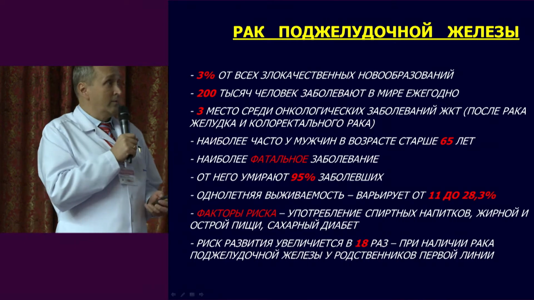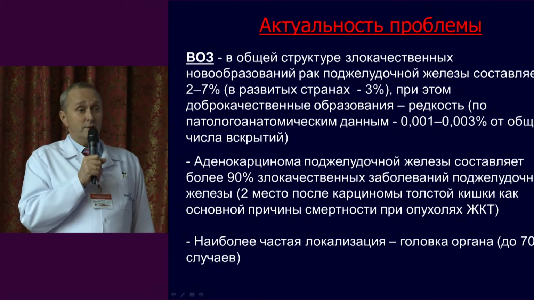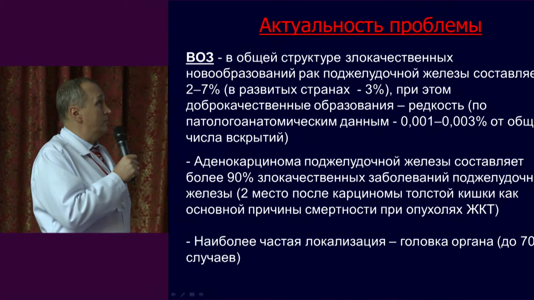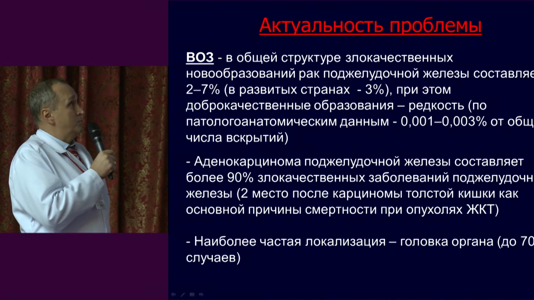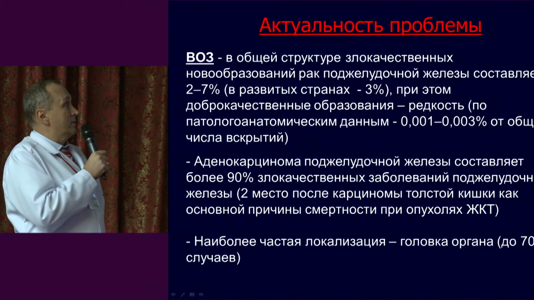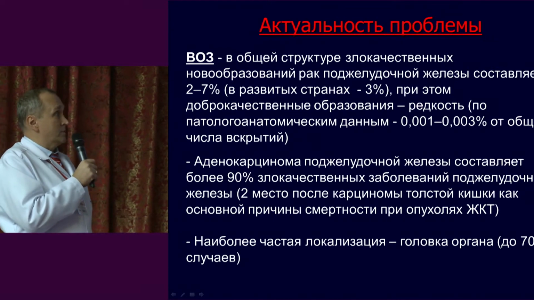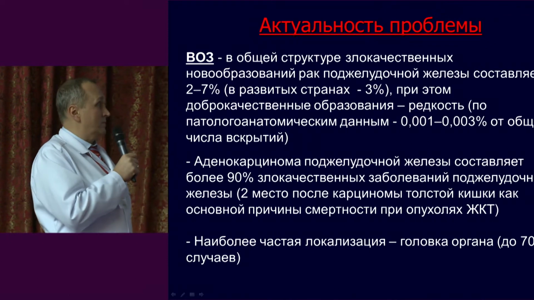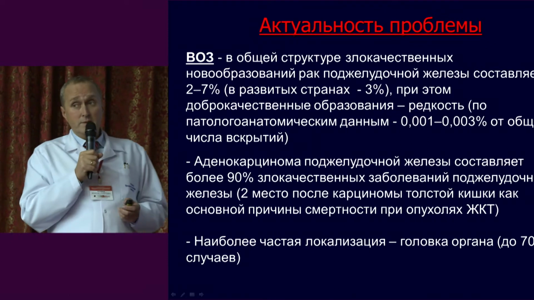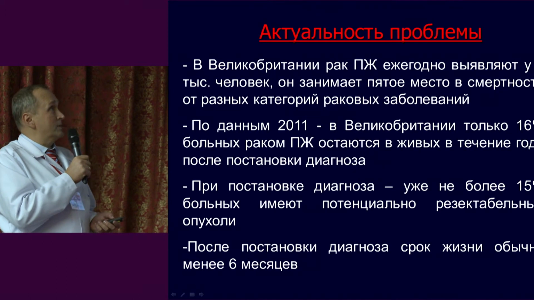And I should say that the risk of this type of cancer is 15-fold as high if there is a familial history of this disease. In the overall structure of malignant malformations, this type of cancer accounts for 2 to 7%. Adenocarcinoma is about 90% of all the pancreatic cancers, and the most frequent localization is the pancreatic head.